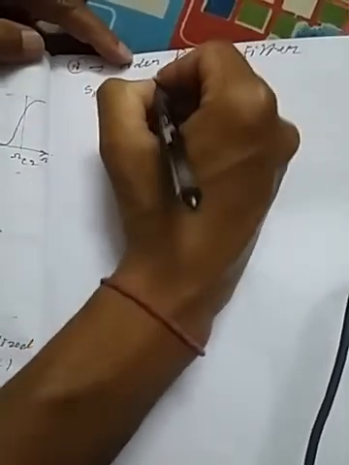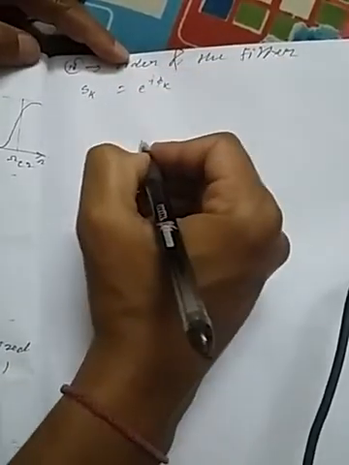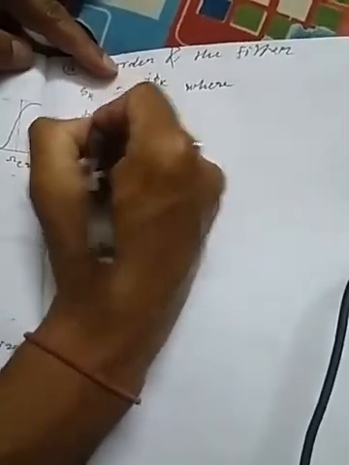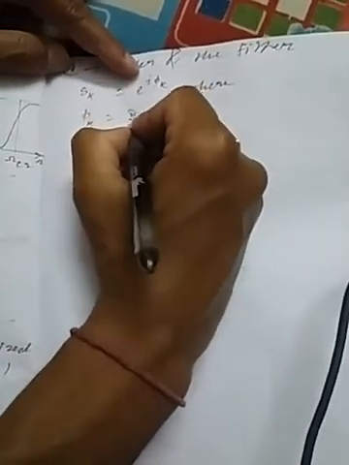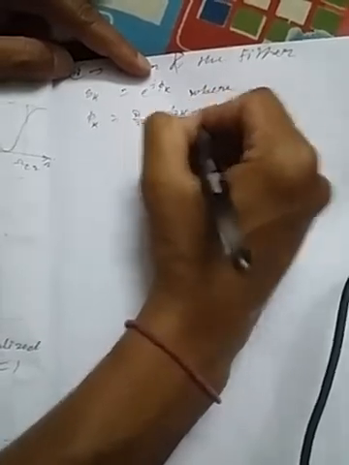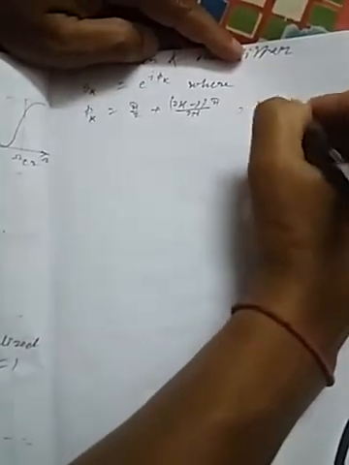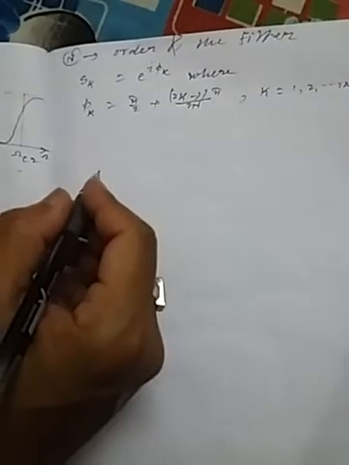Now for a stable normalized Butterworth filter, the normalized poles can be obtained by using this formula: Sk equals e to the power j phi k, where phi k is equal to pi by 2 plus (2k minus 1) by 2n into pi, where k is any integer up to its order, that is 1, 2, 3 up to n, right?